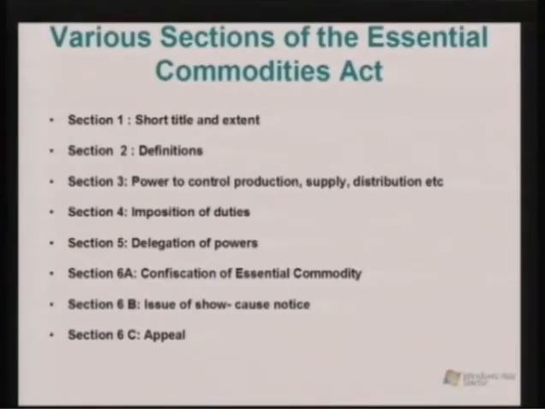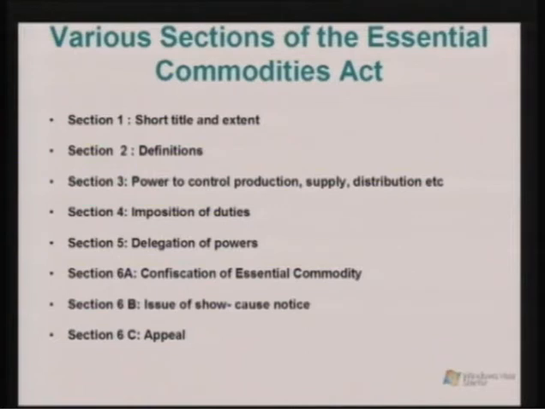There are various sections in the Essential Commodities Act which are the operative parts which give power to the government to deal with the various orders and proper implementation and enforcement of the act and orders laid down in the act. Section 1 is the short title, the act is called the Essential Commodities Act, and it extends to the whole of India. Section 2 defines various terminology. For example, sugar is defined as the commodity containing at least 90% of sucrose.